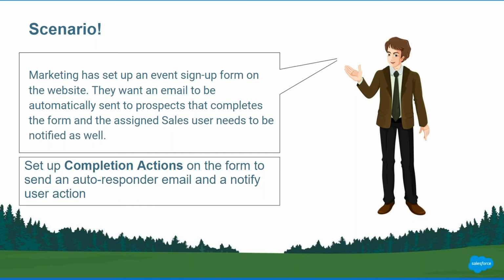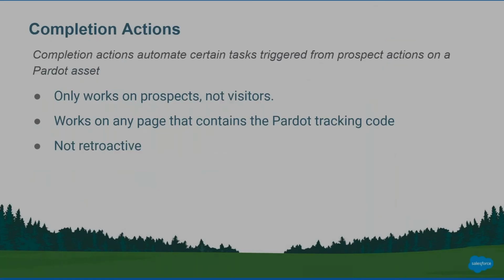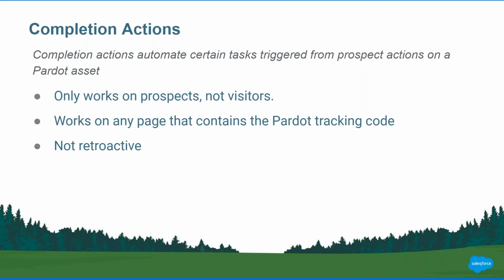So the automation tool that you can make use of to perform this requirement is to set up completion actions on whatever marketing cloud asset that you use. In this case, it's the form. So you set up completion actions on the form to send an autoresponder email, and the notify user action that you can have set up on the completion actions. So completion actions, let's talk more about it.